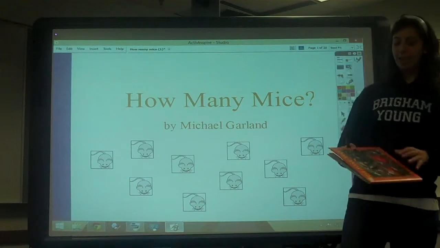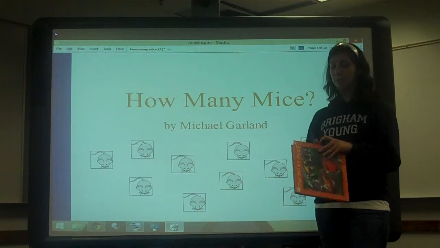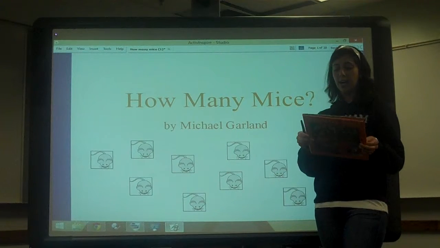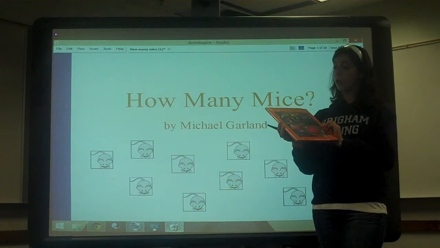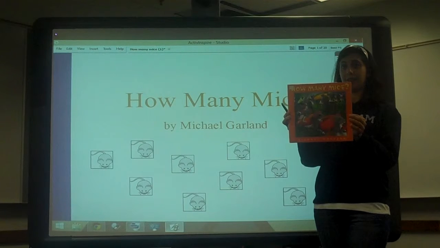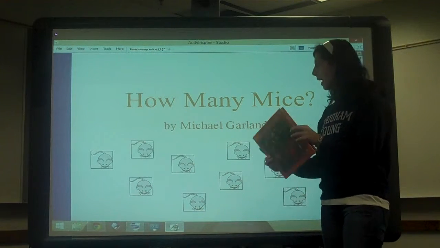Good morning, class. Today we're going to do an activity with this book that we read yesterday. Who remembers the title of this book, or who can read it for me? How many mice?